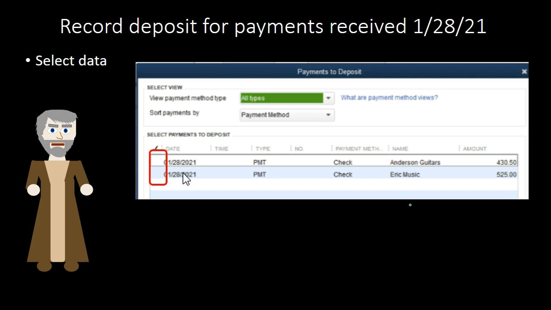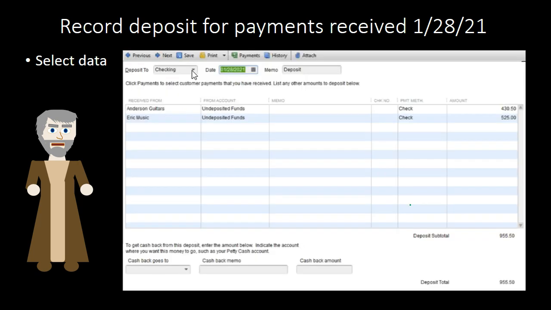We would then check them off, and QuickBooks would then deposit both of them and combine them together so that when we reconcile the bank, they will be combined, and we'll be able to check them off at the same point when we reconcile. That's the process within QuickBooks. We're going to go through now and record that in Excel.